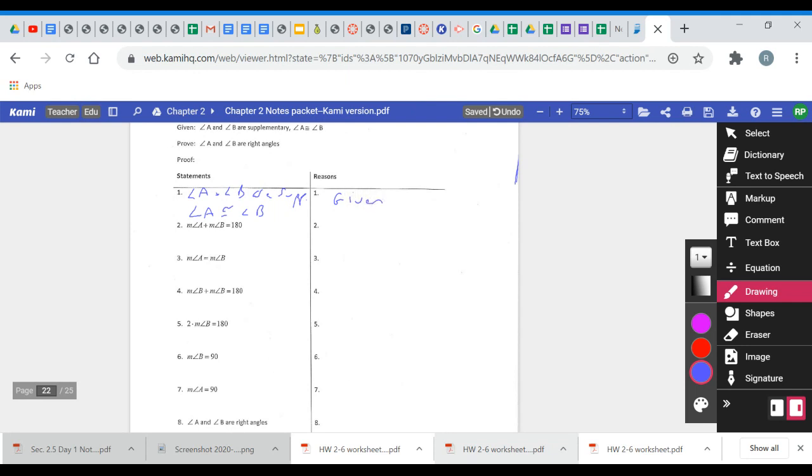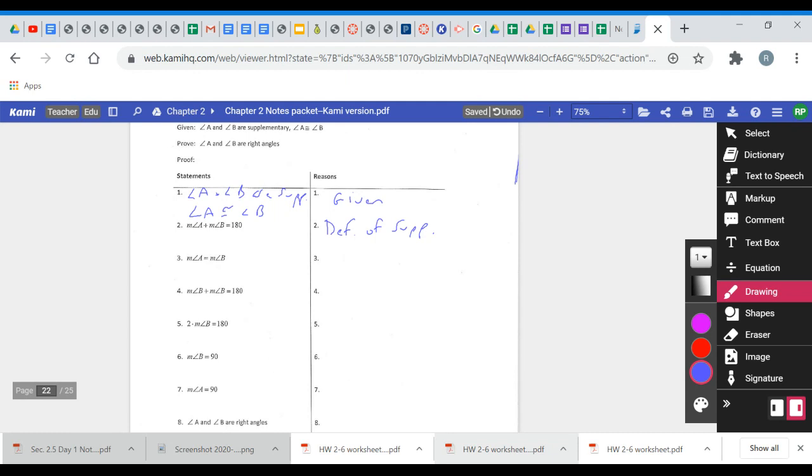Okay, from there we see that measure of angle A plus measure of angle B is 180, and we know that that is definition of supplementary. Okay, from there, sometimes things don't always just follow in a logical order. Sometimes you go back to the given, and if they've given you multiple things in the given, then you might use those at a different time later.